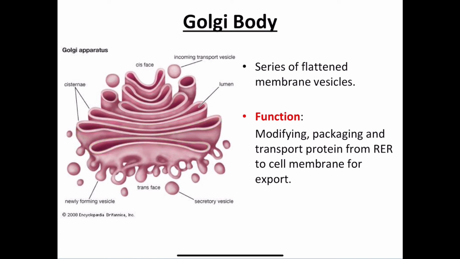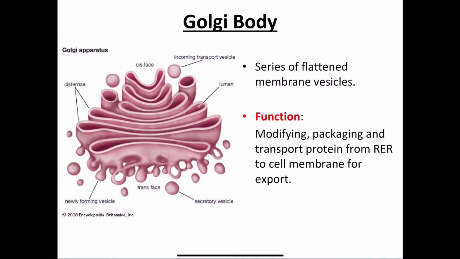So untuk Golgi Body, dia ada cis phase dengan trans phase. Okay, cis phase dengan trans phase. So apa itu cis phase, apa itu trans phase? Kita akan tengok dulu kepada function. So function dia is to modify, package and transport protein from rough ER to cell membrane for export. Okay, so kerja dia modify, package dengan transport protein daripada rough ER untuk dihantar keluar daripada sel.